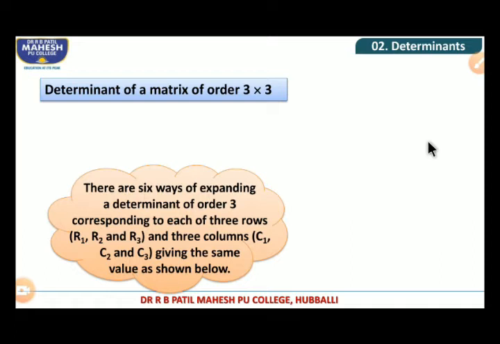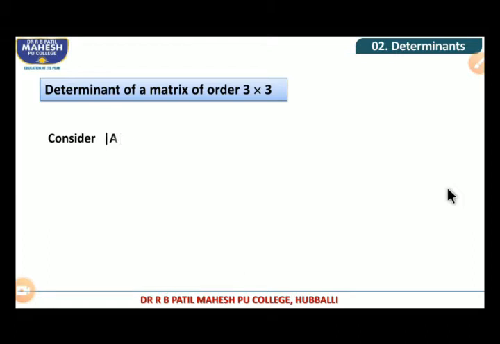There are 6 ways of expanding a determinant of order 3, corresponding to each of the 3 rows R1, R2 and R3 and 3 columns C1, C2 and C3, giving the same value as shown below. I will show you here. Consider a determinant, denoted by determinant of A, it is not modulus of A. It is equal to the determinant of A11, A12, A13, which are the elements of the first row, A21, A22, A23, the elements of the second row, and A31, A32, A33, the elements of the third row.